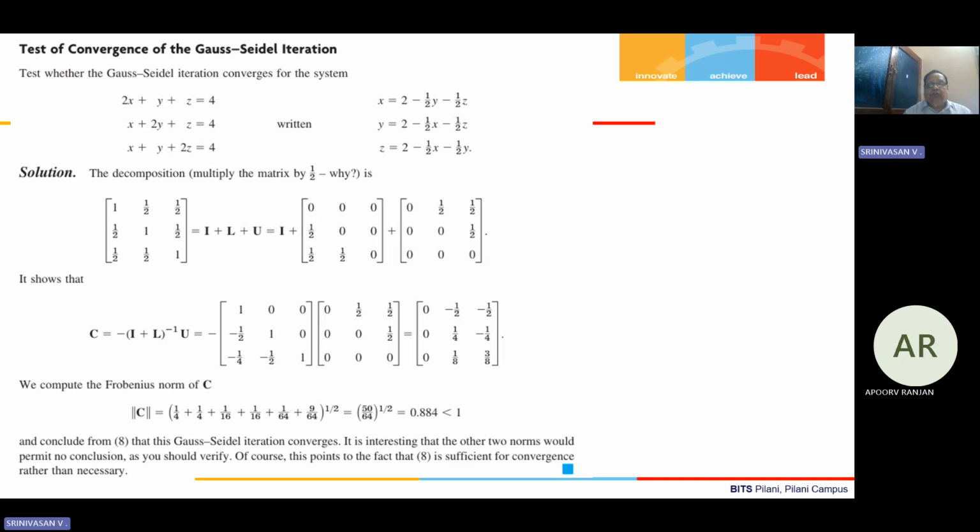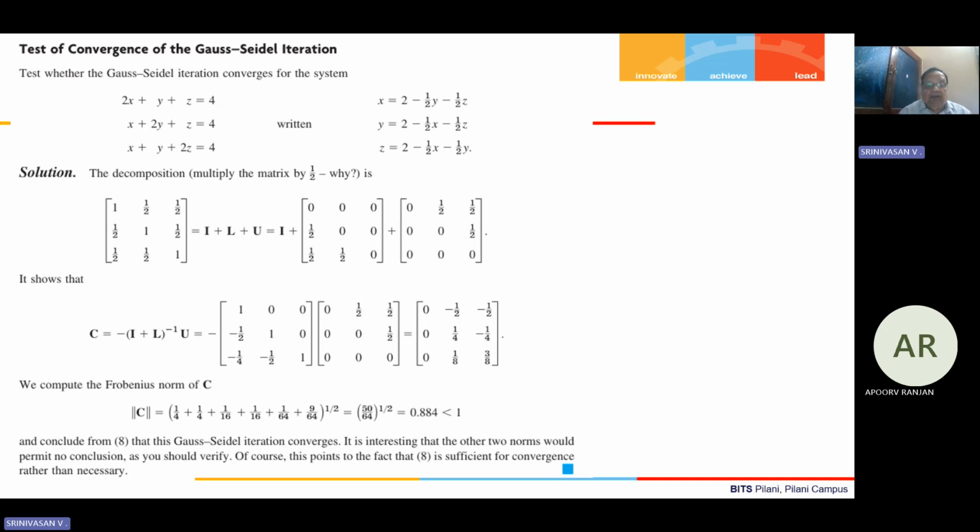0 plus 1 by 4 plus 1 by 4, plus 1 by 16 plus 1 by 16 plus 1 by 64 plus 9 by 64. Look, it is 50 by 64 power 1 by 2. That is square root of 50 by 64, which is root of 25 into 2 by 8, or 5 root 2 by 8. So 5 into 1.414 by 8 gives you 7.070 by 8, which is 0.884, which is less than 1.